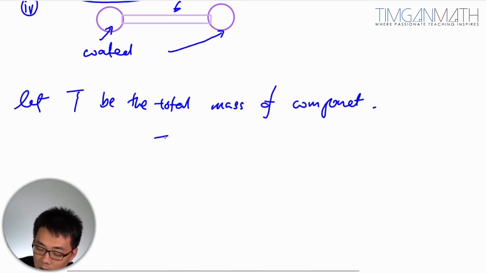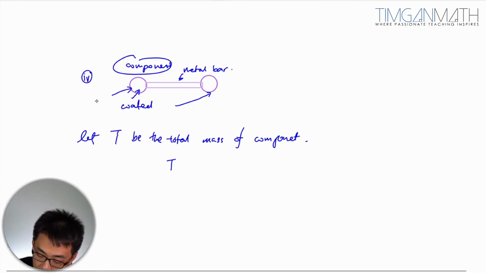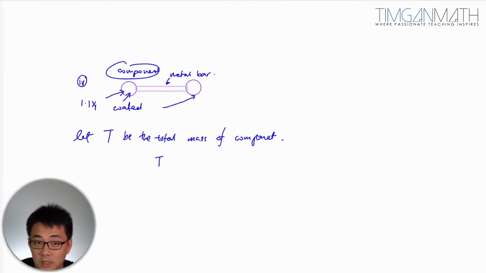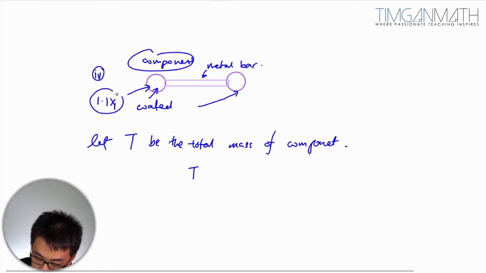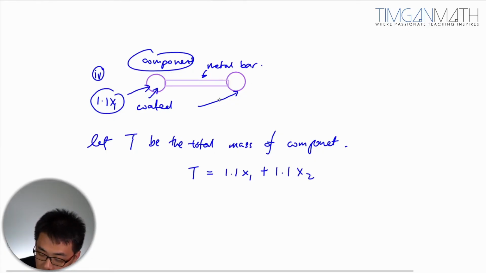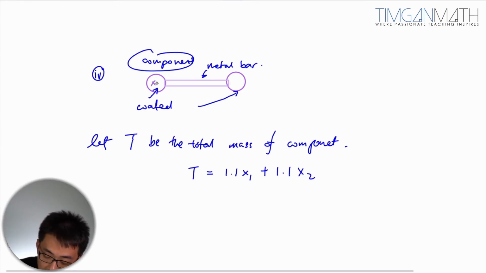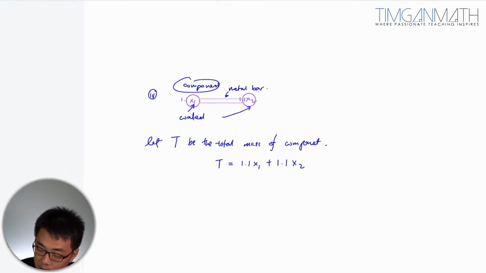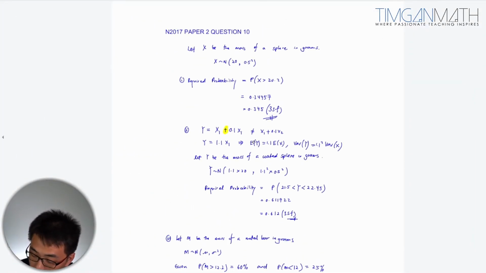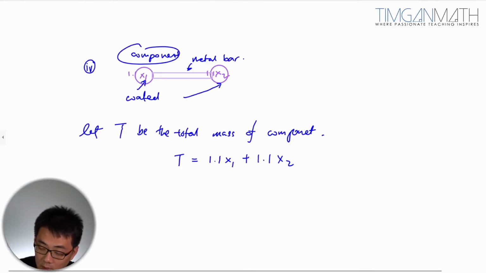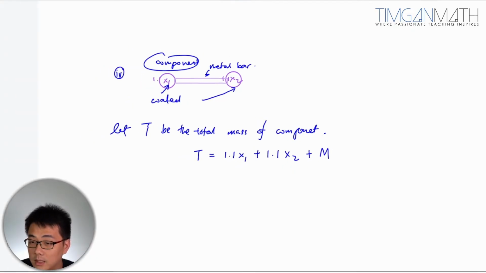So this T here will obviously be 1.1x1, right? The mass of a coated sphere. Then you have got 1.1x2 because this is another sphere here. Okay, you just need to know that because there are two independent spheres, so it's x1 and x2. So this is coated, 1.1x1, and this is 1.1x2. Okay, be mindful of that. They are independent. So that will be your y1 and y2 if you want to. The last one will be the metal bar, which is m. Right, this is the total mass.